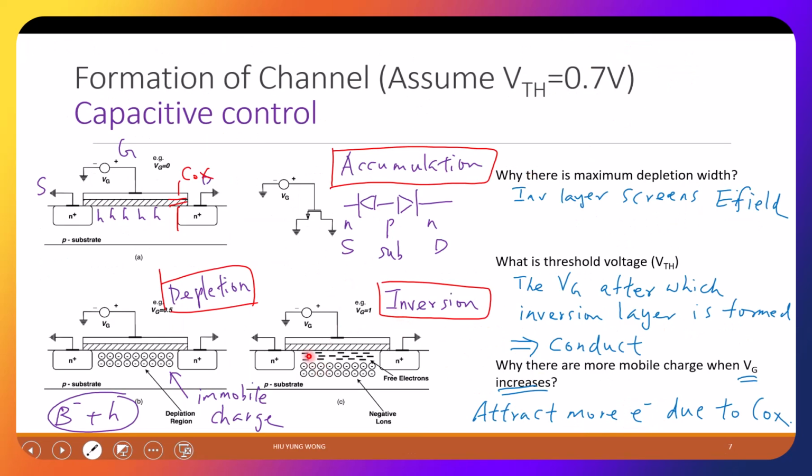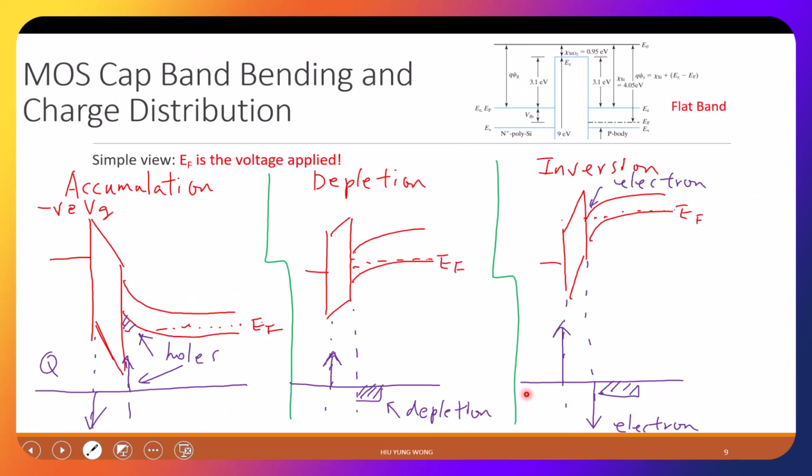Before you reach the threshold voltage, you don't have free electrons. Only after that you have. You do have a lot of charge already, but they are immobile. Like in this band diagram, I start with a lot of immobile depletion charge. Only after inversion will I get some free electrons, right?